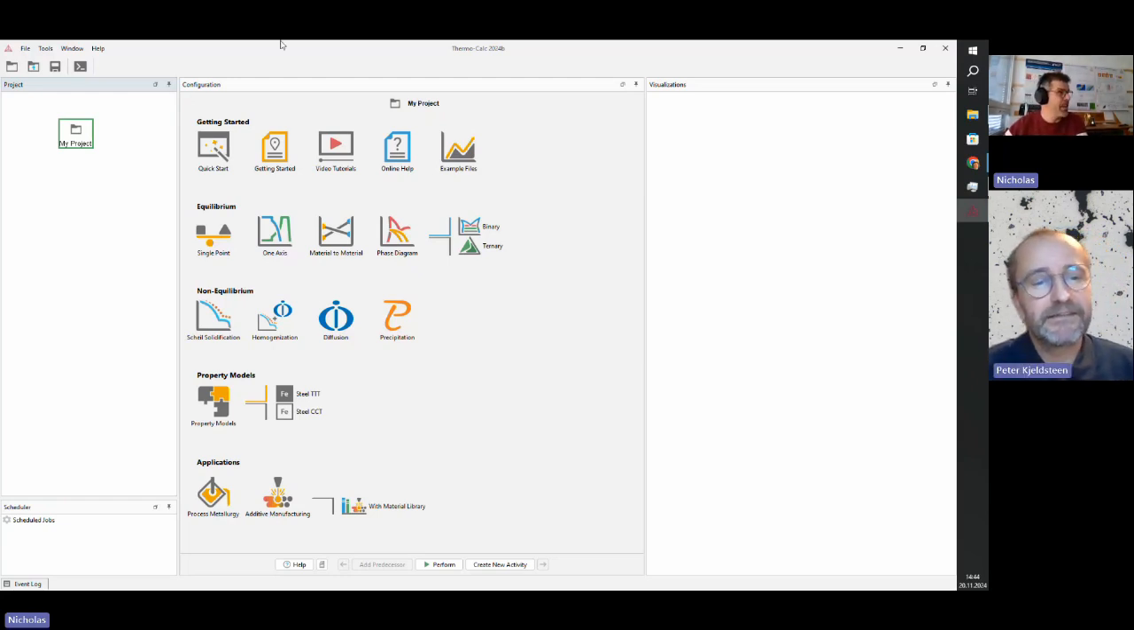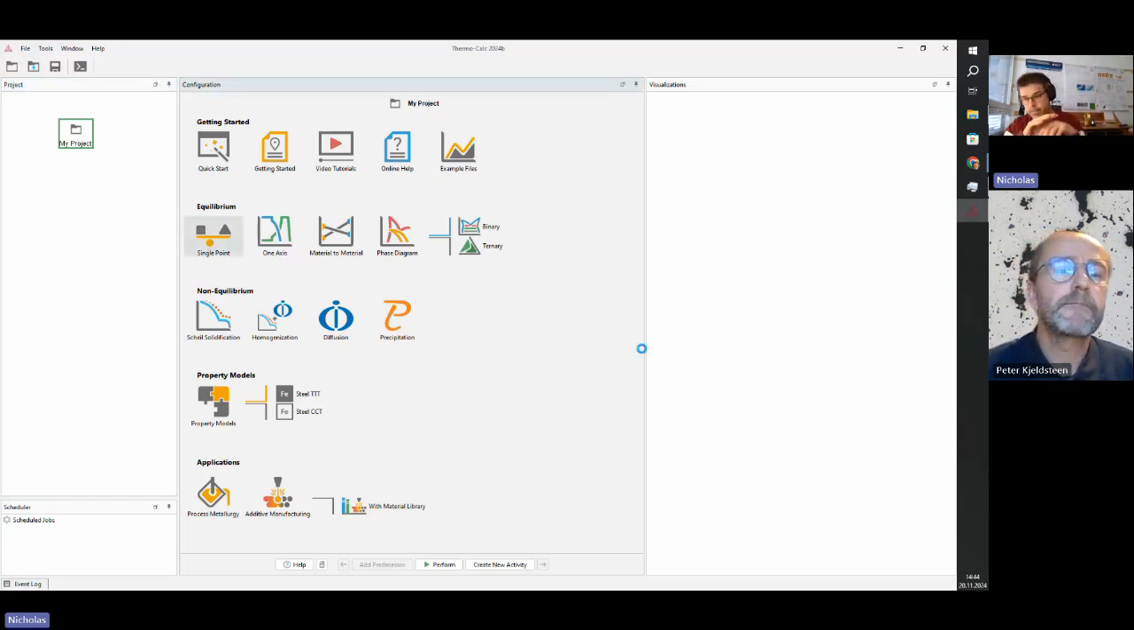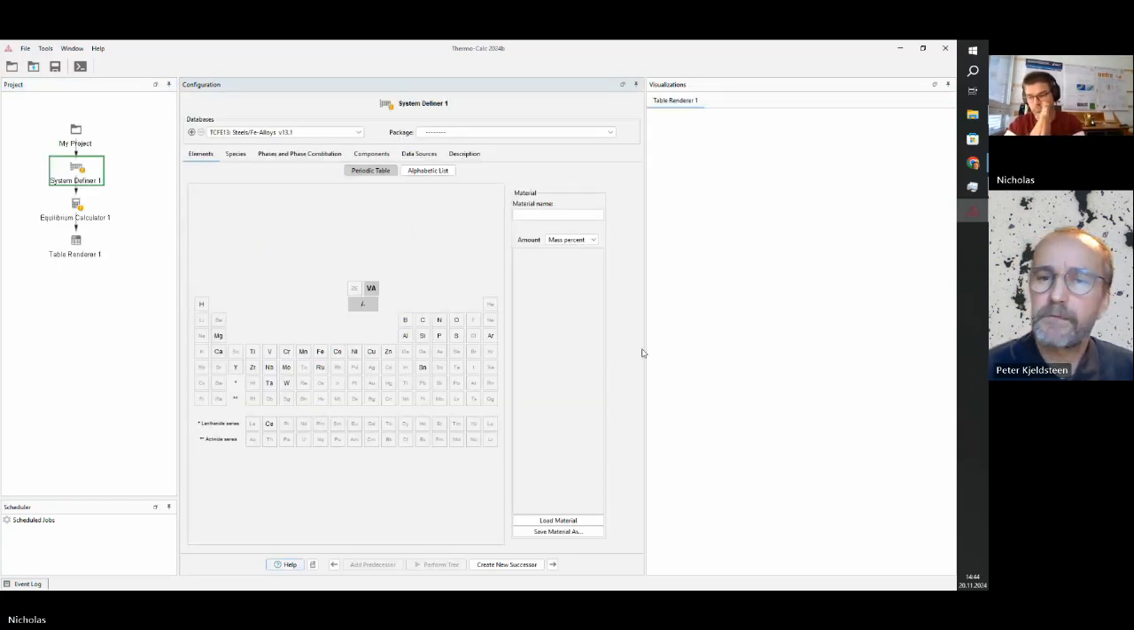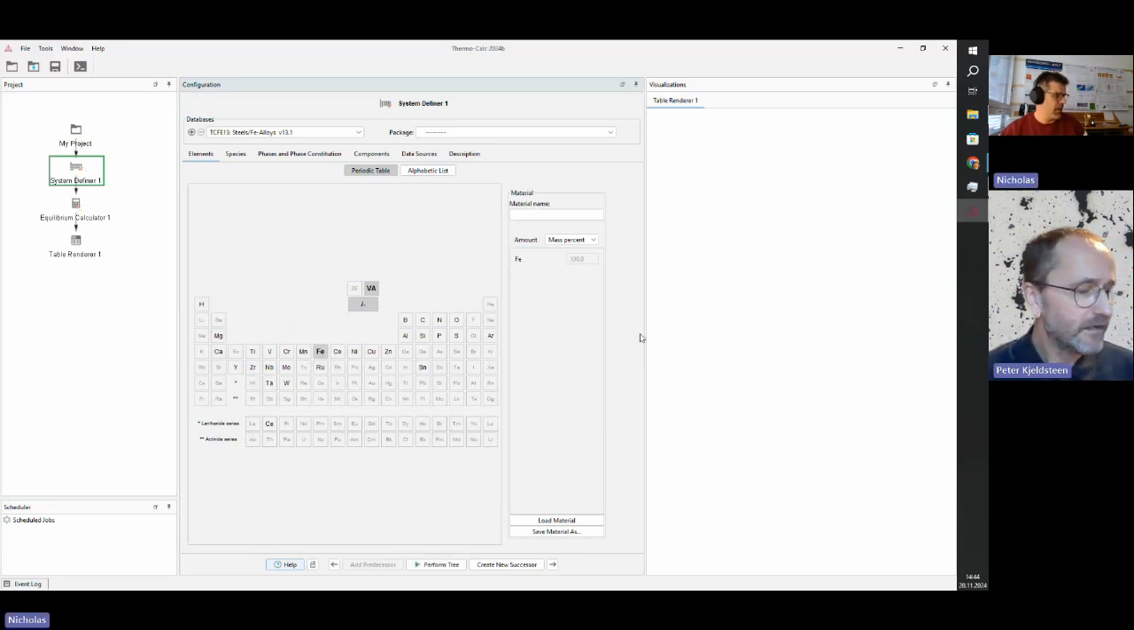So let's try again. True to my principles, I'll start with a single point calculation just to know where we are. Obviously, iron based again.